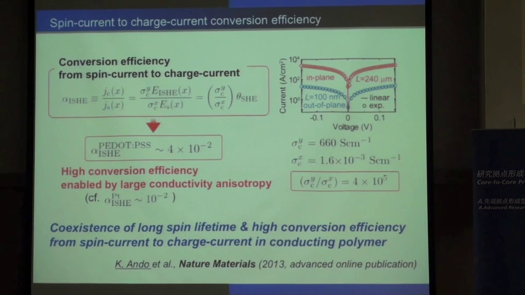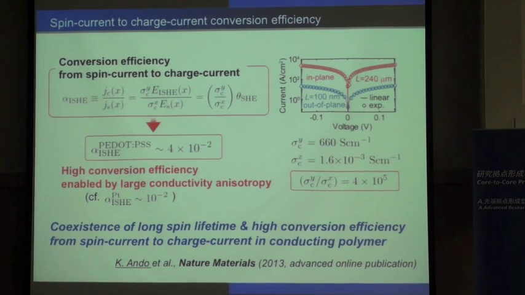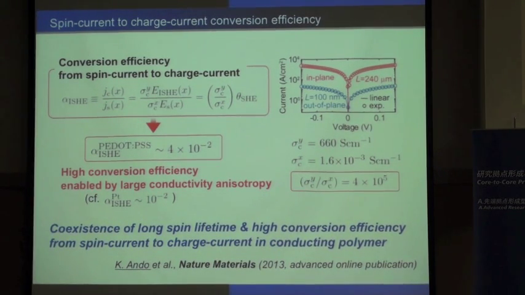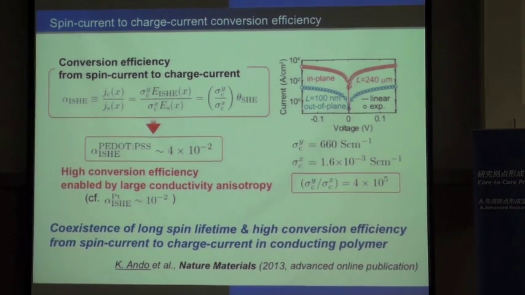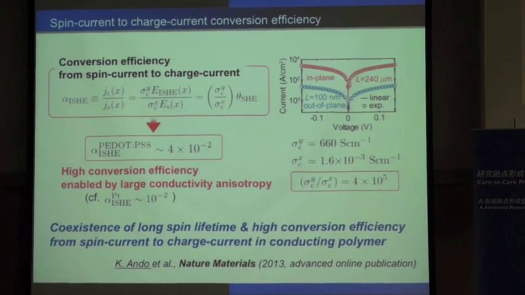The conductivity anisotropy in this material is very large, 10 to 5. So this gives the conversion efficiency from a spin current to a charge current exceeding 10 to the minus 2. This is a very large value, which is comparable to that of platinum. So our conclusion is that thanks to the very weak spin-orbit interaction and the unique electronic property of this material, a conductivity anisotropy, the long spin lifetime and high conversion efficiency coexist in this material. This is a summary of my talk.